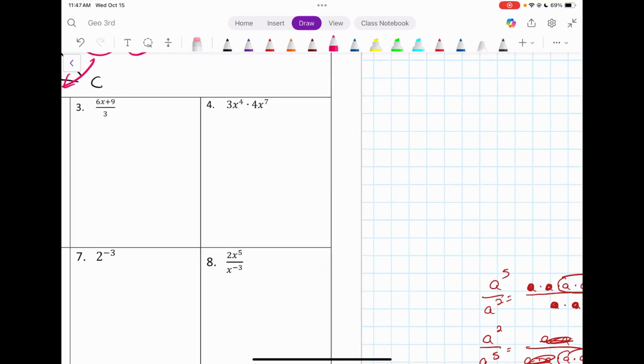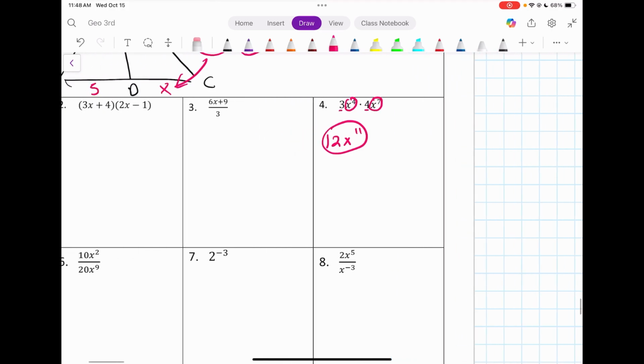When you're multiplying, you only combine the things that are alike. So here, 3x to the 4th and 4x to the 7th. The things that are alike here are the 3 and the 4. Multiply it together gives you 12. Then you need to know a basic rule of exponents. To multiply x to the 4th and x to the 7th, which are alike, they both have x's, you're going to combine those by adding the exponents together. That gives you a total of 11 x's. So 3 times 4 is 12, x to the 4th times x to the 7th is x to the 11th.